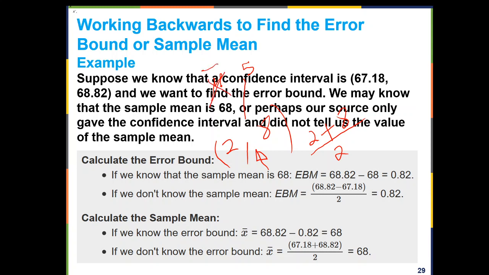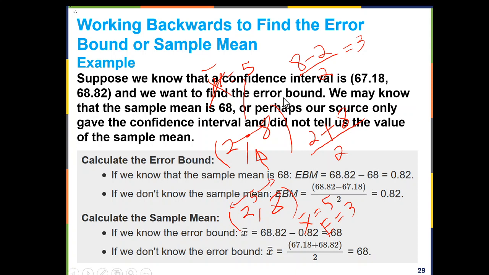X bar. Now, what is the error here? Well, the error would be the distance from the middle to 8 or from the middle to 2. So all we have to do to find the error is to subtract them and divide by 2. So 8 minus 2 is 6, divided by 2 is 3. So if somebody gives you an interval of 2 to 8, then we know that the X bar is 5 and the error is 3. So 5 is in the middle. You go to the right 3, and you go to the left 3, you get to 2 and 8. Okay? So given an interval, you can easily find the error bound and the mean.